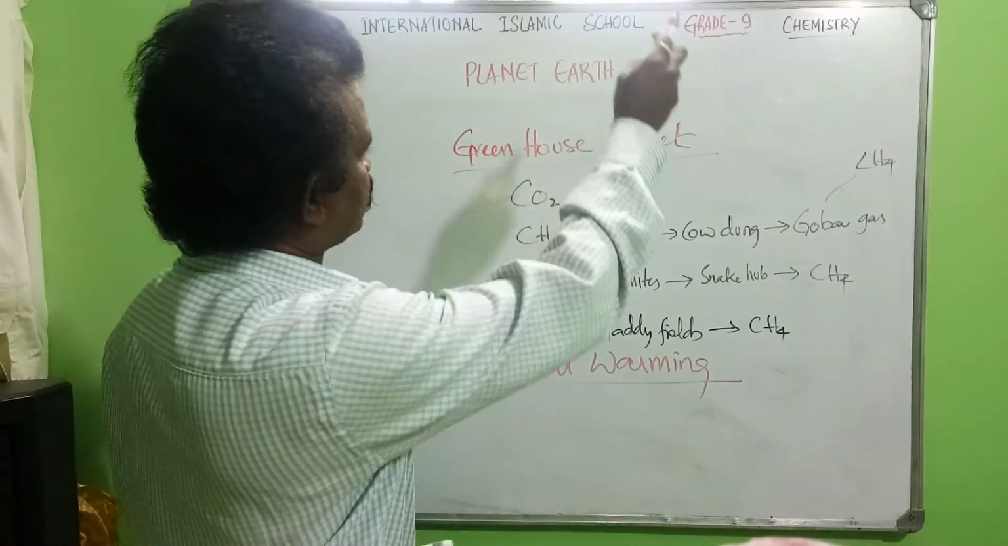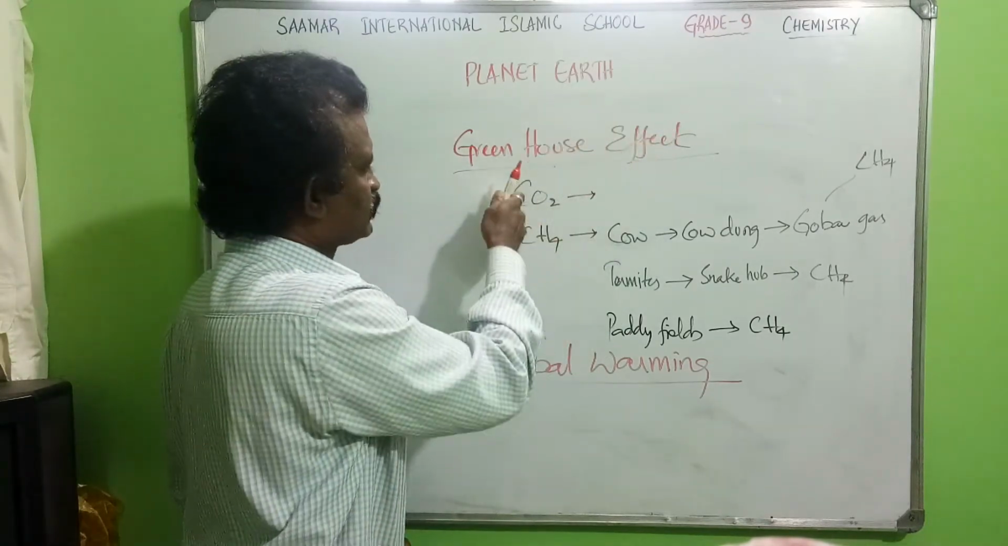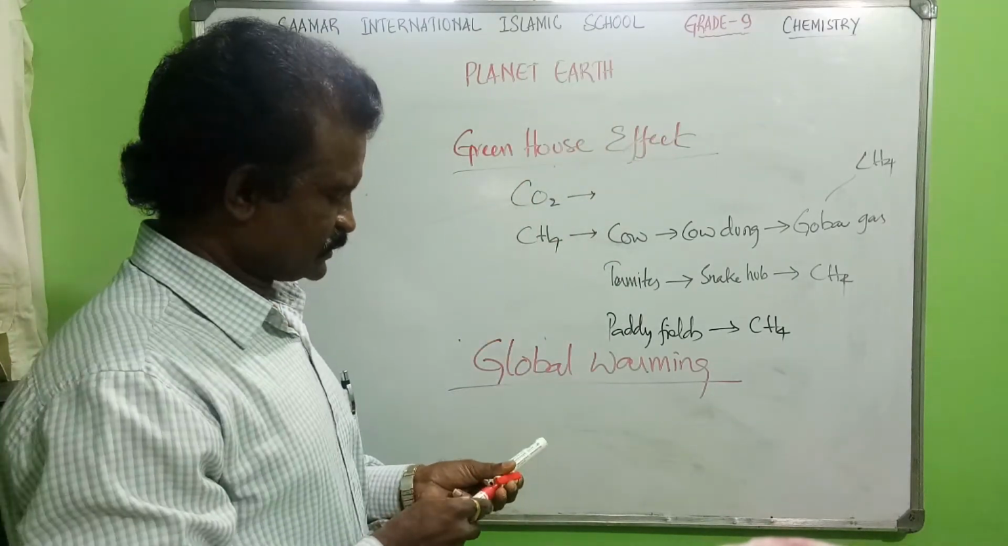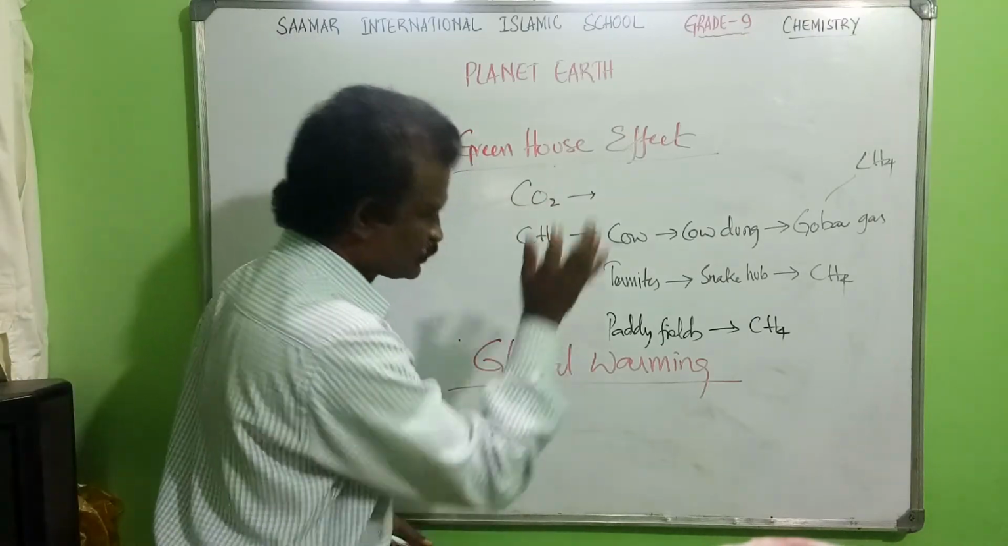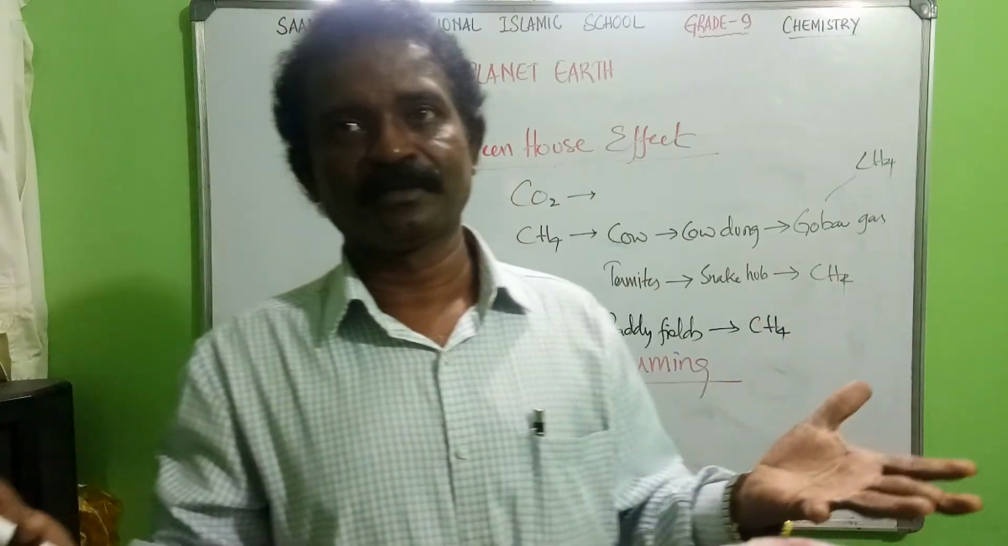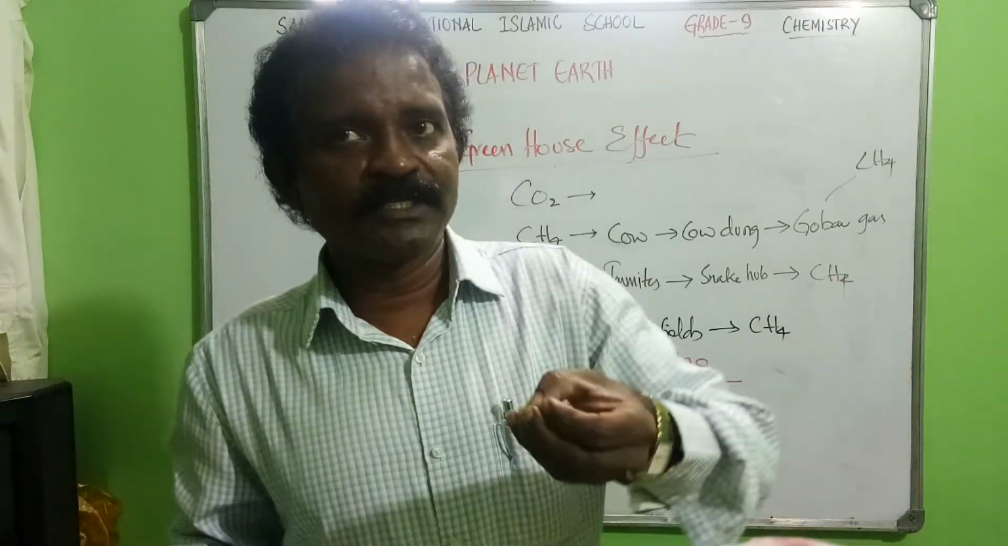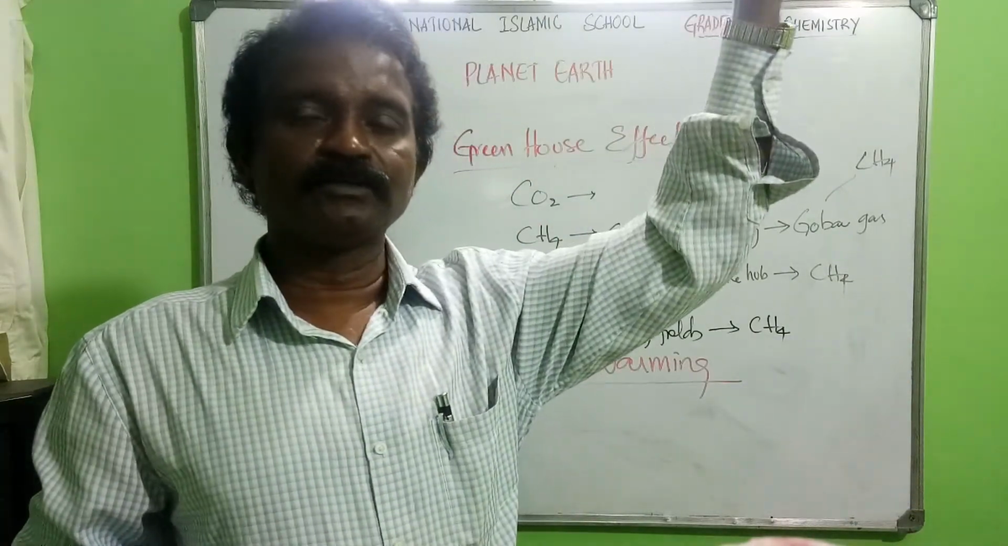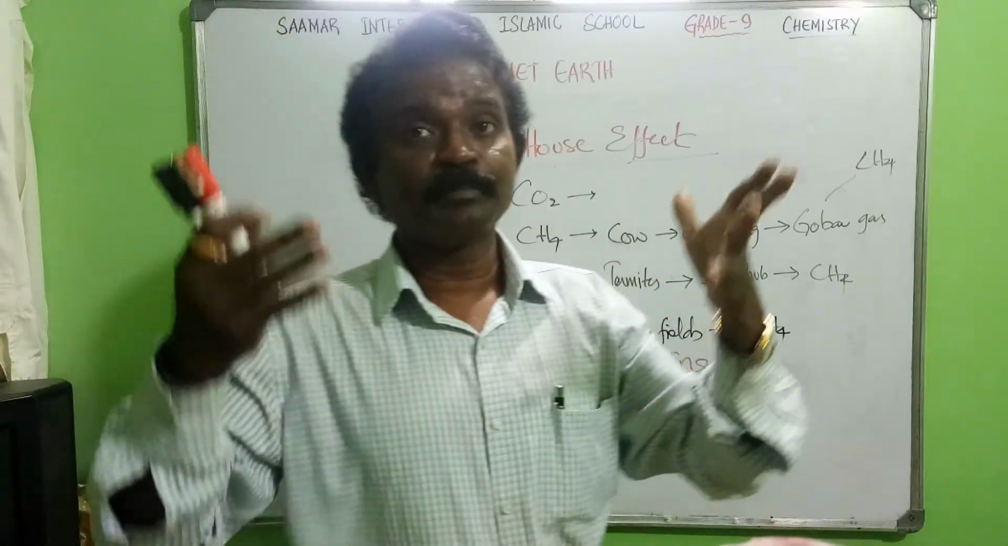So name the gas that affects the greenhouse effect, meaning carbon dioxide and methane. Correct? Carbon dioxide affects global warming also. What happens in global warming? The globe is getting heated up. That means if the globe is heated up by 1 degree or 2 degrees, the temperature is increased.